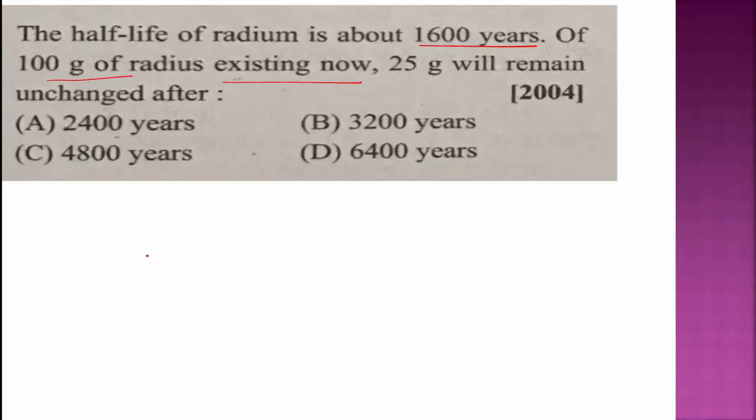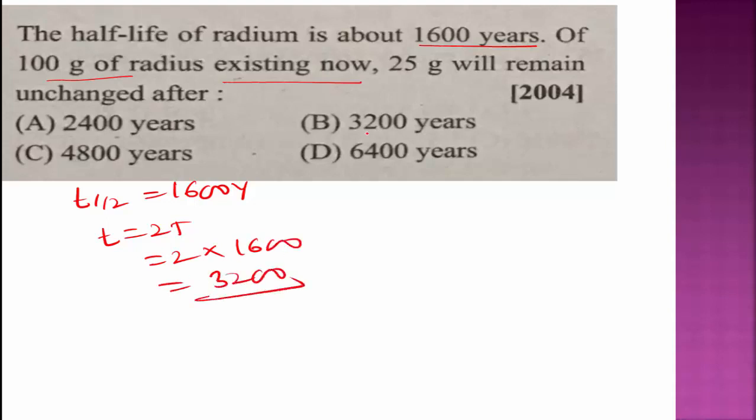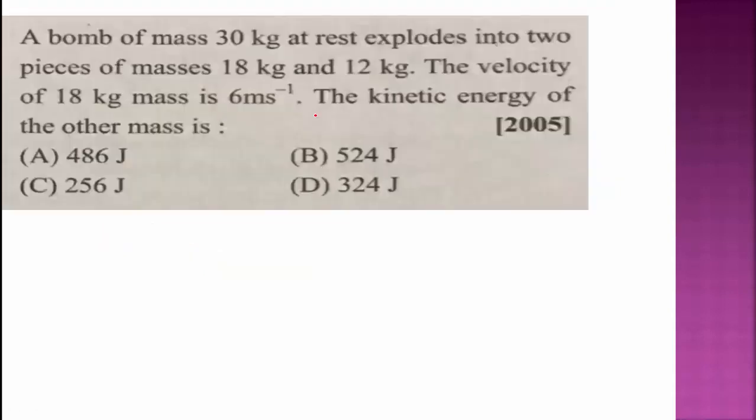In this case, the half-life period, that is T half, is equal to 1600 years. After two half-lives, T is equal to 2 into T half, that is 2 into 1600. We get 3200 years. Option B is the right answer.